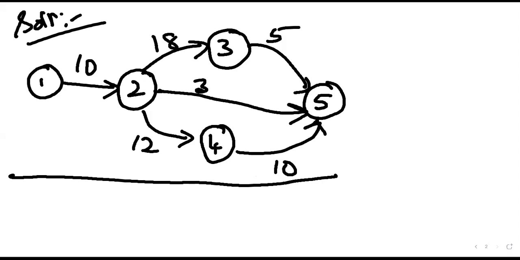All right. So first, yes. That 3 can also come between 2 and 5, right, sir?